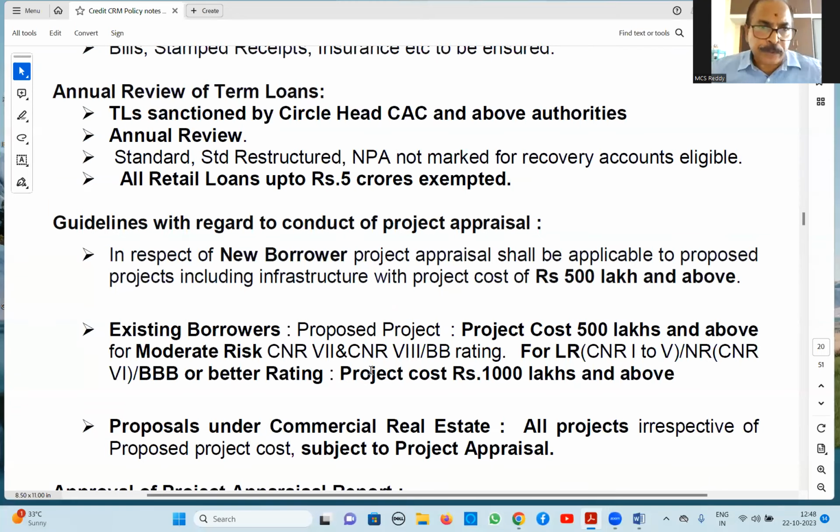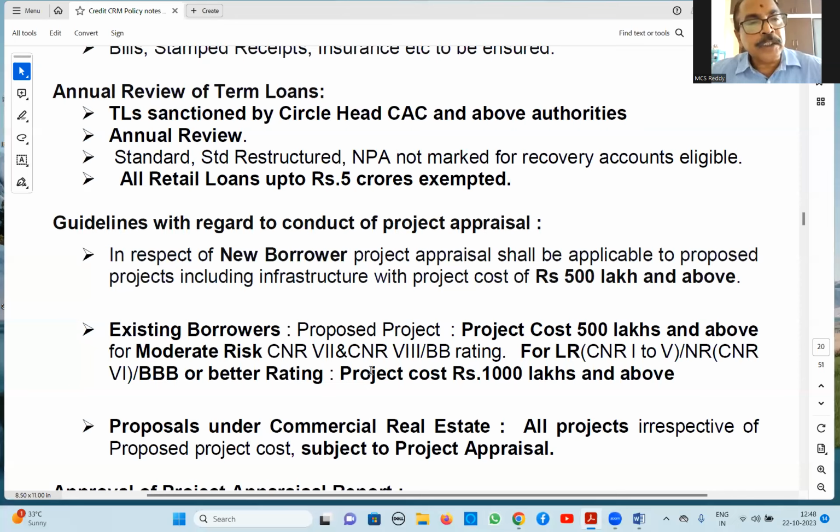Annual review of term loans. It is applicable for term loans sanctioned by circle head, CAC and above authorities. Earlier they had prescribed 5 crores. Now, instead of 5 crores, they are saying term loans sanctioned by circle head, CAC and above authorities. It is annual review of term loans.